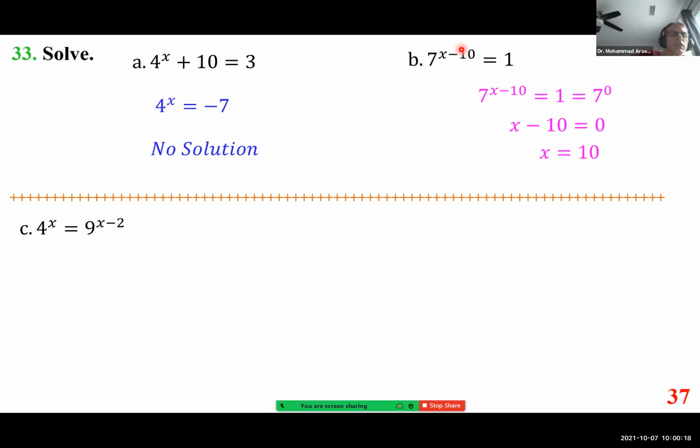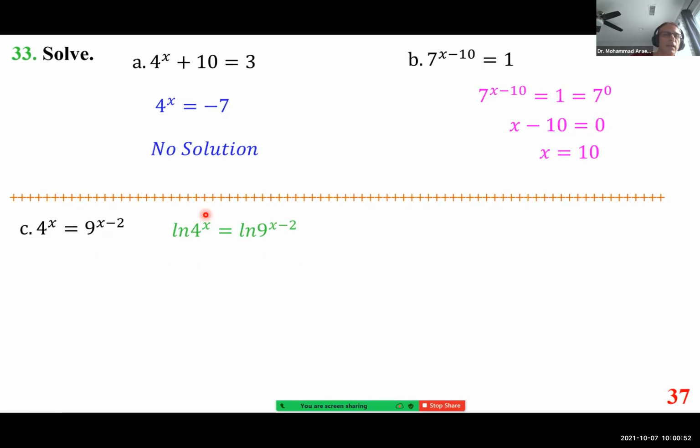Now, this is the most difficult type, when you can't do anything about the base or the exponents. None of them is the same. And then you have to either take a log or natural log of both sides. If any of the bases has base e, you go with natural log. If any of them has base 10, you go with common log. If not, then you choose, and it makes no difference what you choose. Let's take natural log of both sides.